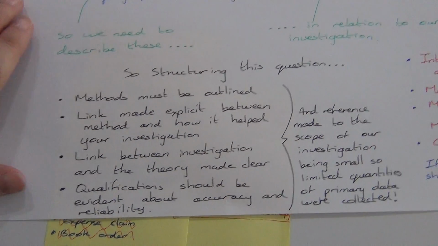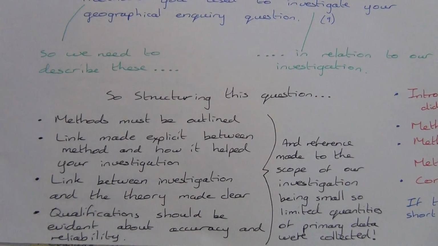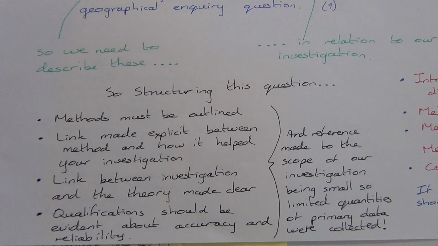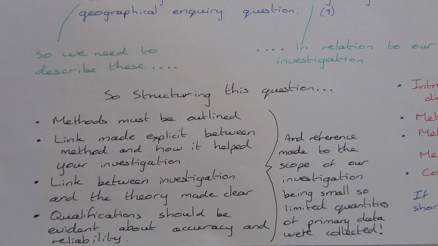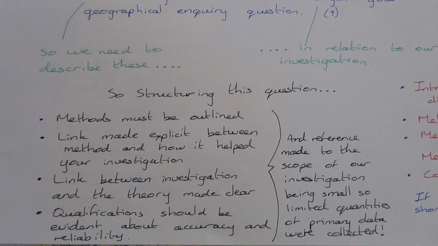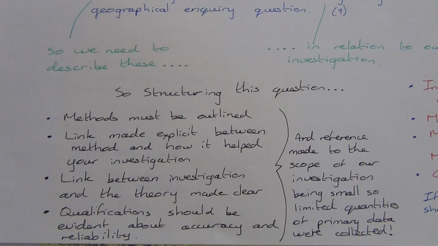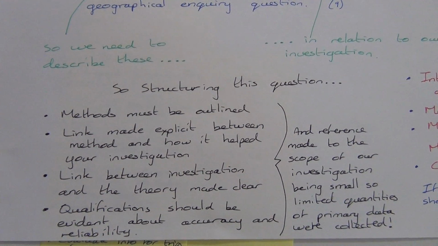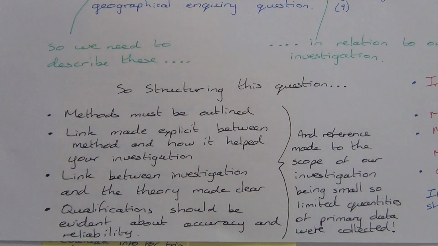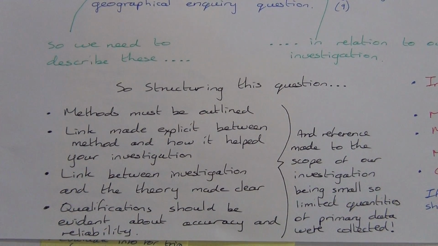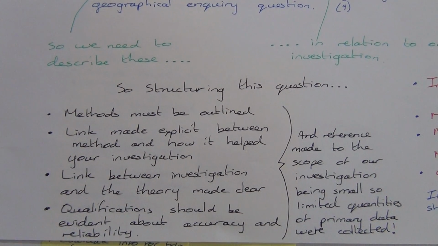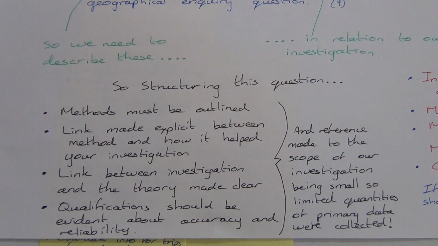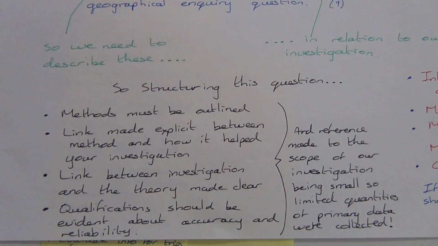So structuring this question, I would suggest that it needs to go like this. We need to make sure that the methods that we used have been outlined. We need to make clear the link between the method and how it helped us in our investigation. Now this is the thing that you should have done in your hypothesis. So in your hypothesis, I believe that the constructive beach will have fewer waves per minute. I will investigate this by, and it will help me to analyse my main question in this way. So that's what we should have been writing in that second part.